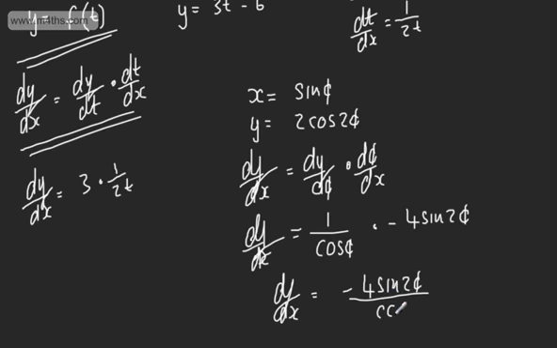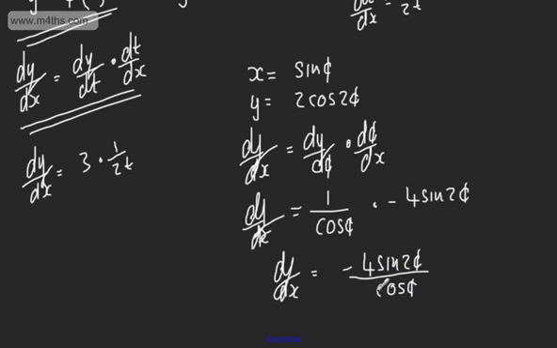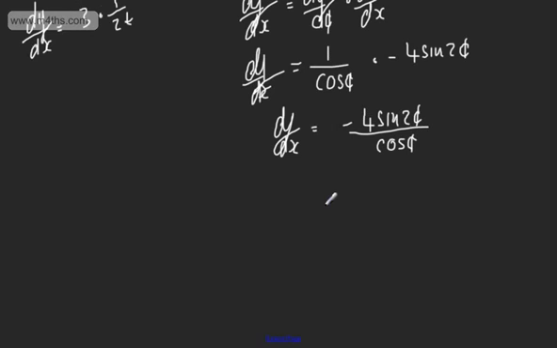And whilst we're here, we'll look at something that they might ask us to do. They might ask us to write this in a certain form. And if we consider this now using the sine 2 theta, let's write this here. Sine 2 theta is equal to 2 sine theta cos theta.